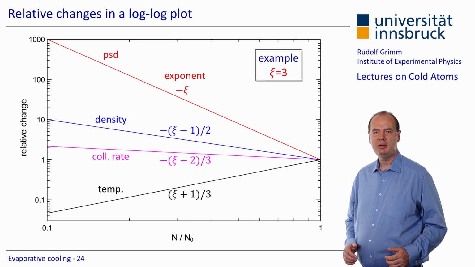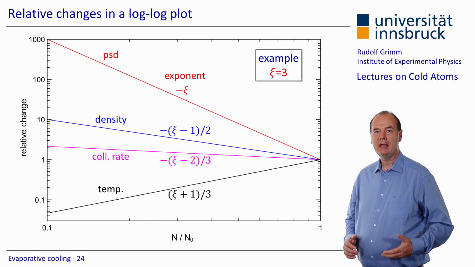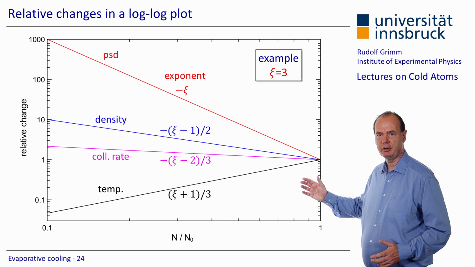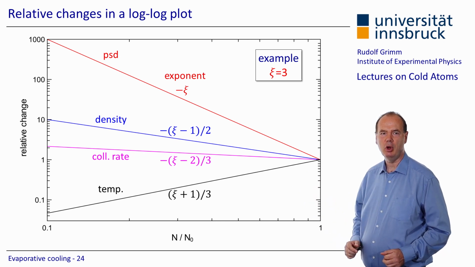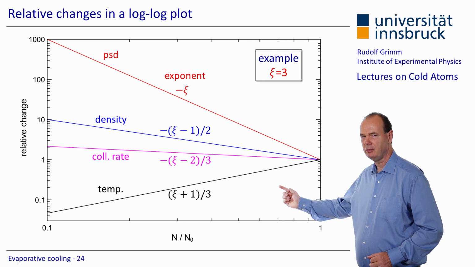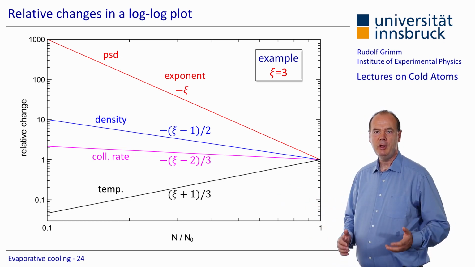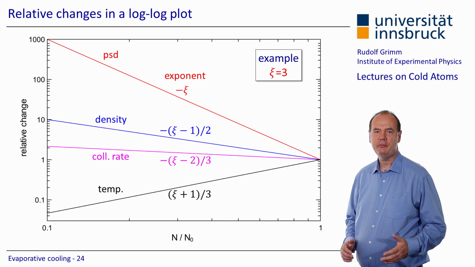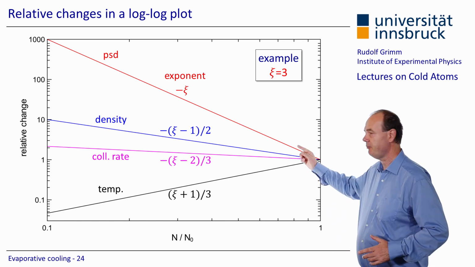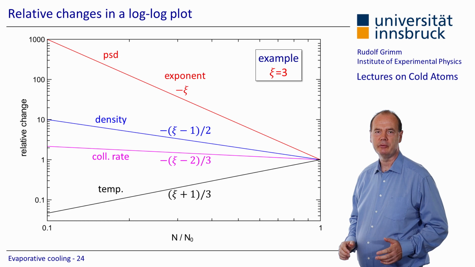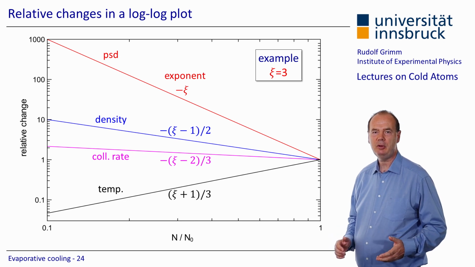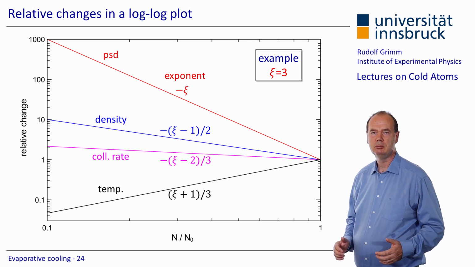This scaling of the relative quantities with the atom number N in the forced evaporation process can again be illustrated in a double log plot. We show the behavior for an order of magnitude decrease of N. For our example of ξ equals 3, the phase space density goes up by 3 orders of magnitude, while the temperature goes down by 4/3 orders of magnitude. The number density goes up by 1 order of magnitude, and the collision rate increases by 1/3 order of magnitude.